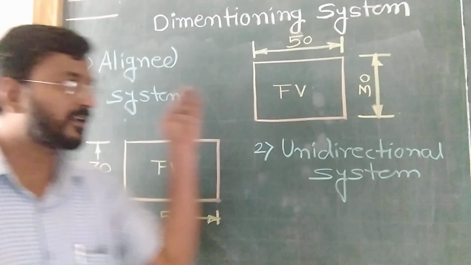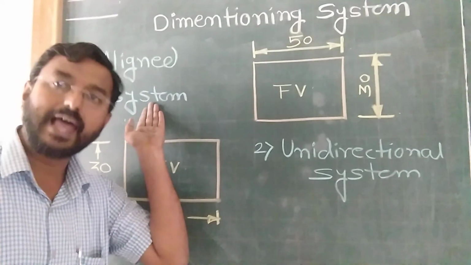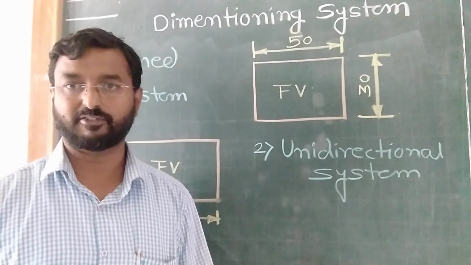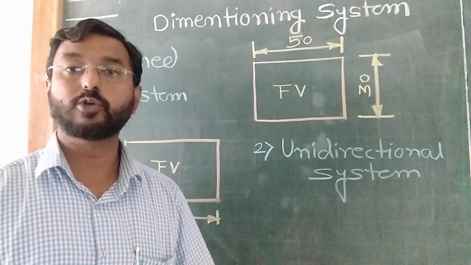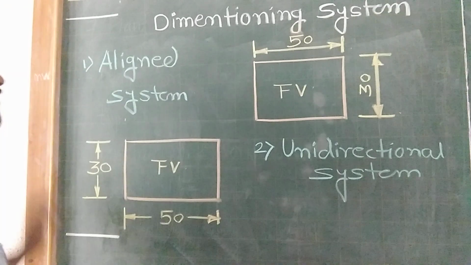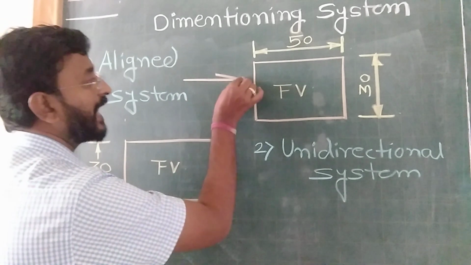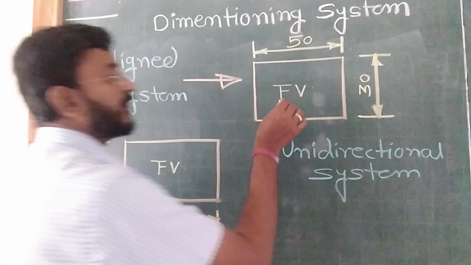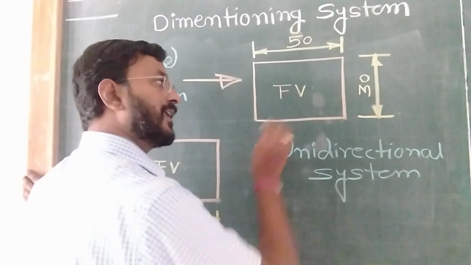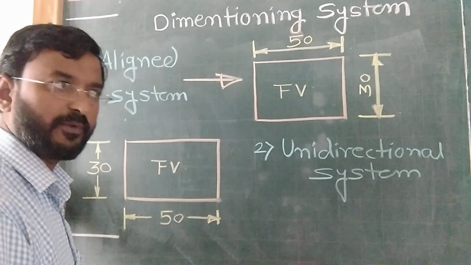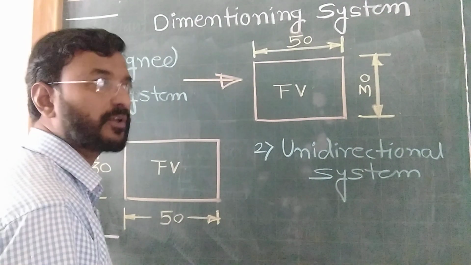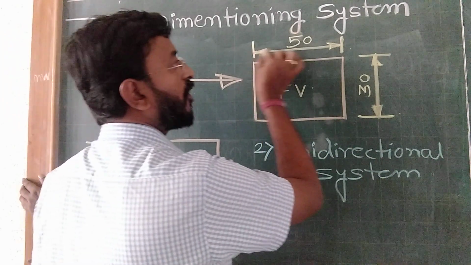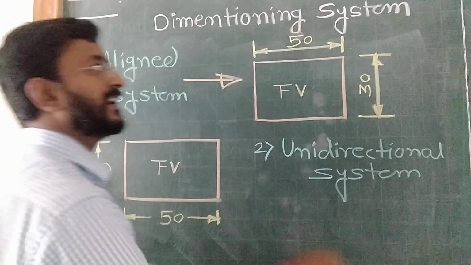So there are two different types of dimensioning systems. Either you follow the aligned system, or you follow the unidirectional system. So how do we give the dimensions? First of all, we will see the aligned system. Here the figure is given, a square front view. Either a front view or a top view, any view we can consider. Now we give the dimensions horizontally to this figure.